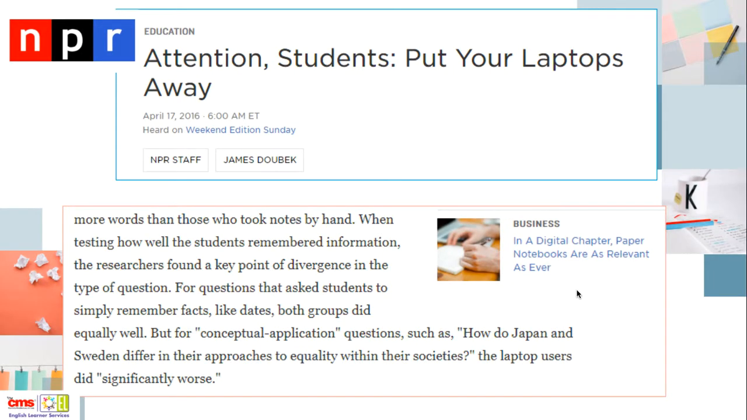They gave both sets of classes the exact same assessment afterward, and what they noticed was that for basic regurgitation of information, research, or recall information, both groups of kids did about the same. But when the questions were conceptual application, questions that required analysis and inference and synthesis, the kids who took their notes on the computer did significantly worse.